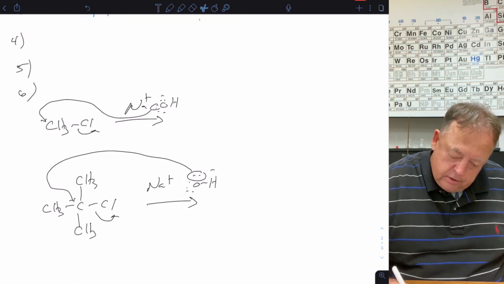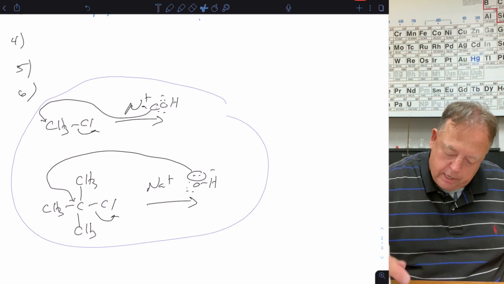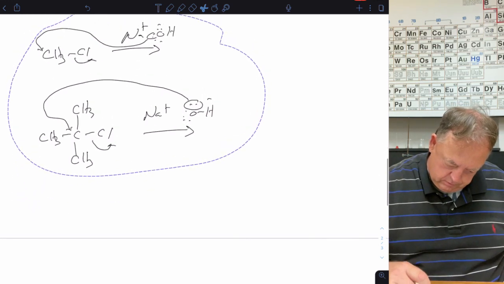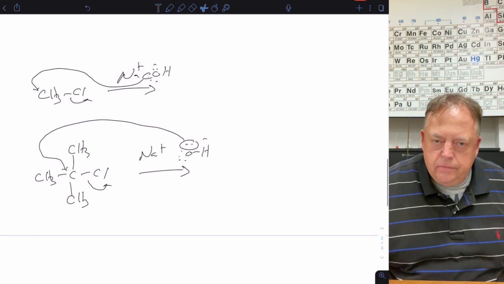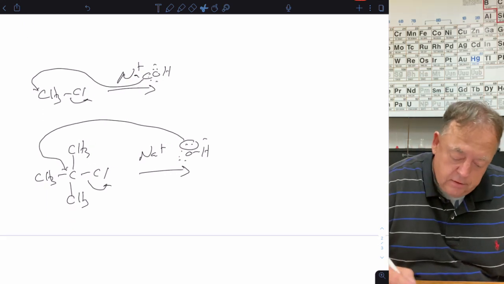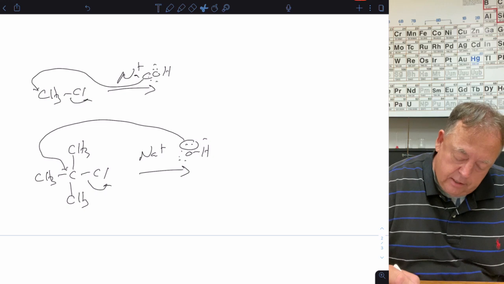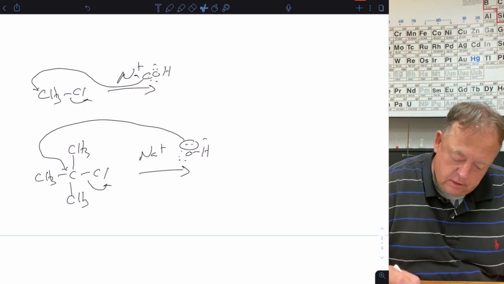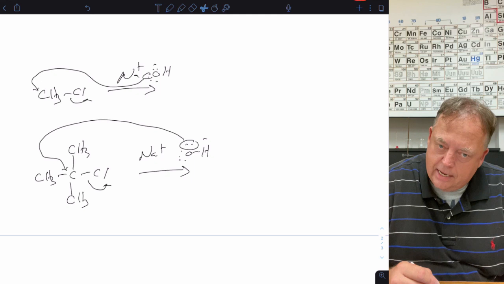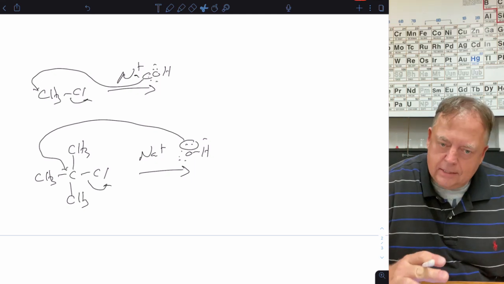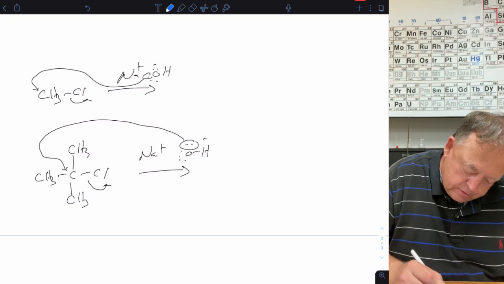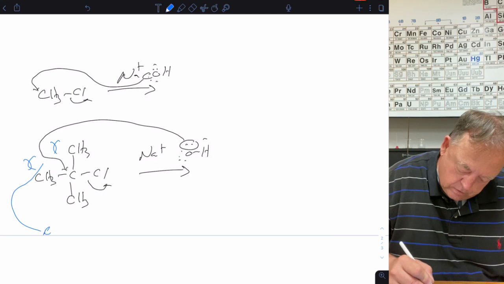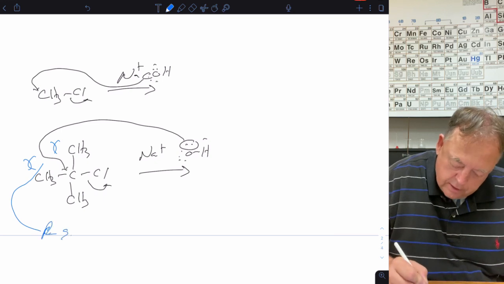Okay, now let's compare these two reactions. Does one of these look like it should be easier to happen than the other? Keep in mind that in order for the SN2 reaction to work, the nucleophile has to attack carbon and kick off chlorine all at the same time. And so the problem with this reaction is these methyl groups create, so let's just call them R groups, alkyl groups.